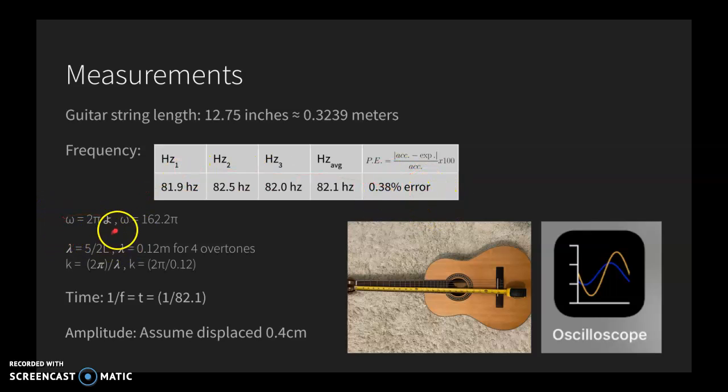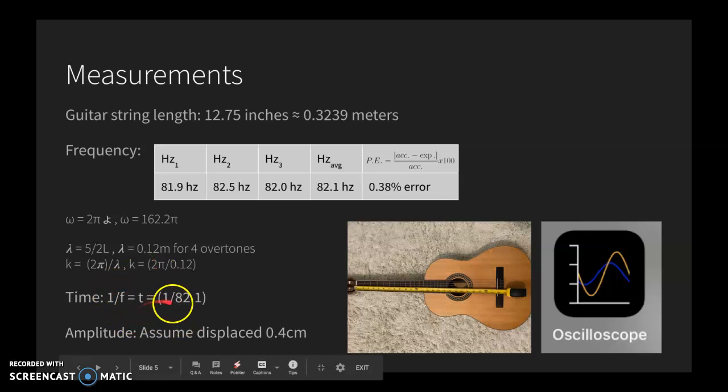And so for omega, using the frequency we just found, 82.1, we came out with omega being 162.2 pi. The wavelength, we're going to assume 4 overtones, so we're going to use this equation right here. And so the wavelength is 0.12 meters. K, which is just 2 pi over the wavelength we found, 0.12. And time is just inverse frequency, 1 over frequency, which is 1 over 82.1.